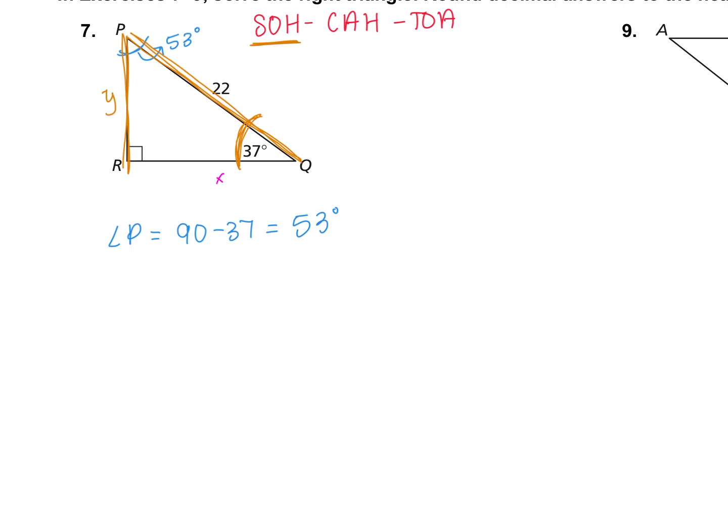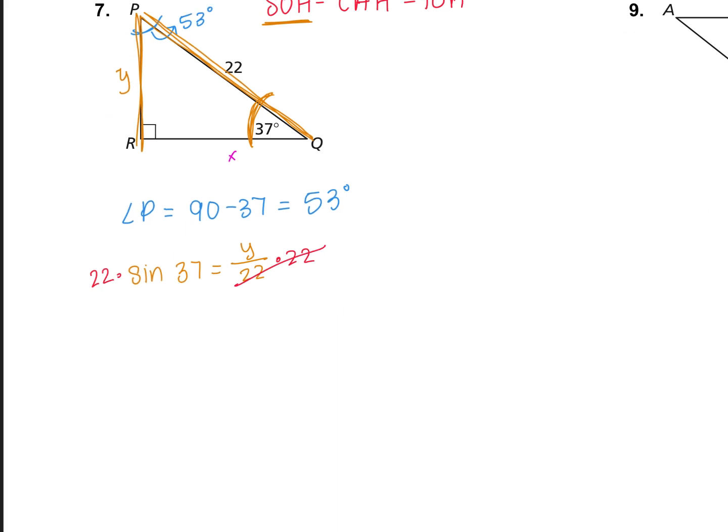So looking at sine, I'm plugging in my calculator. Sine 37 equals, well, this is how I'm setting it up. Sine 37 equals opposite, which is Y, over the hypotenuse, which is 22, and then going ahead and solving this. Get rid of the 22, so I'm multiplying both sides by 22. And again, if you have your calculator and you're plugging it in, side Y is going to equal 13.2.